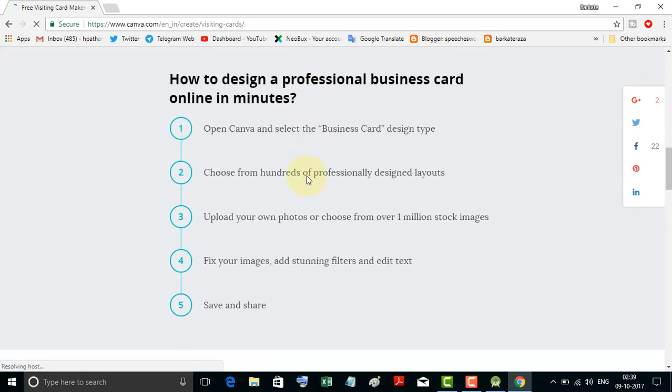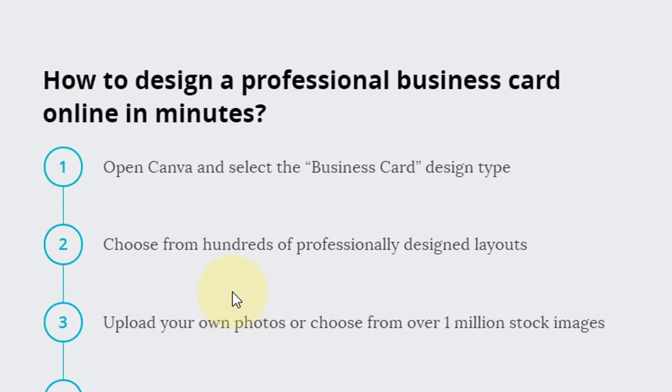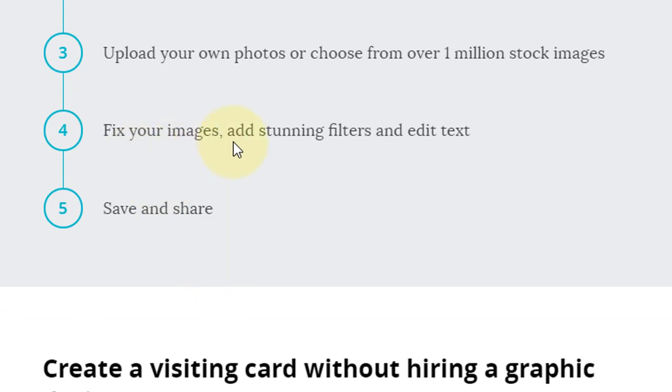There are five steps for making the online visiting or business card. First, open Canva and select the business card design type. Choose from hundreds of professionally designed layouts. Upload your own photos or choose from over 1 million stock images. Fix your image, add stunning filters and edit tags. Save and share and make a copy.